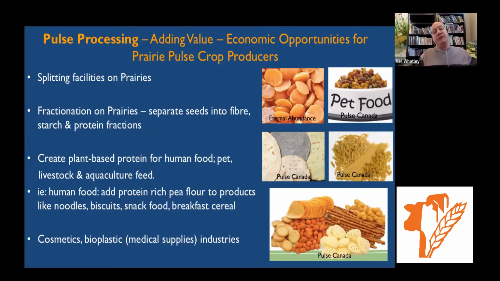For example, you can create plant-based protein for human food. You can add protein to pet food, to livestock and aquaculture feed. In the case of human food, you can add a pea-based protein to products like noodles, biscuits, snack food, breakfast cereal, etc., giving them more protein. This is interesting too. In the cosmetics industry, there'd be healthier cosmetics for women who wear cosmetics, if it's made from pulses, like from peas.